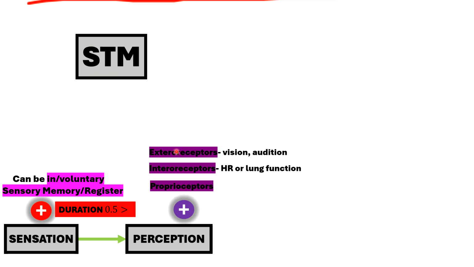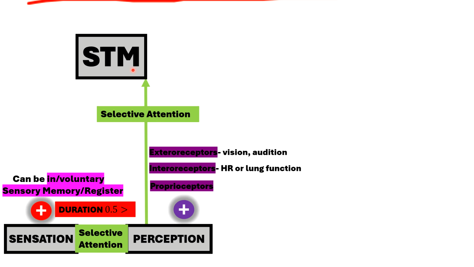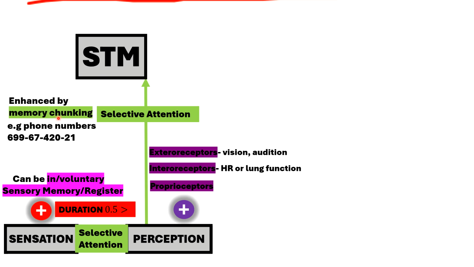Okay, and we can link this to the short-term memory, or STM, because the information is going to travel to our short-term memory. And this is done via selective attention, which can be enhanced by a technique called memory chunking. This is when you chunk information into smaller pieces. That's why phone numbers are like this: 699, 67, 420 and 21. So we'll see that the information is chunked into smaller pieces. It would be harder to learn this number if it was all together.